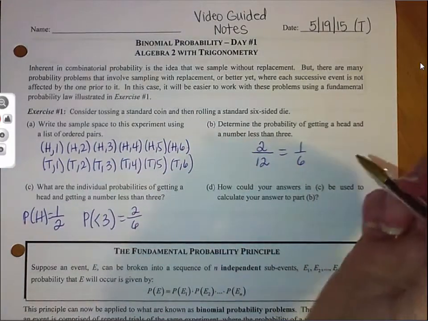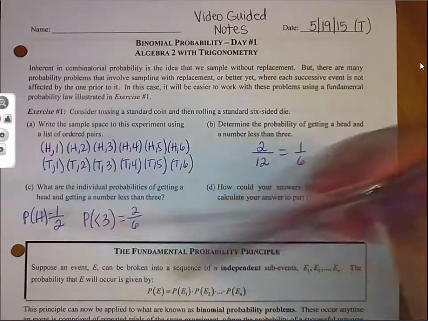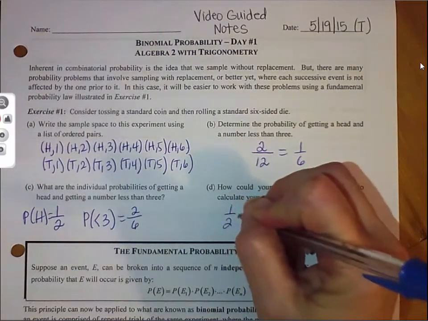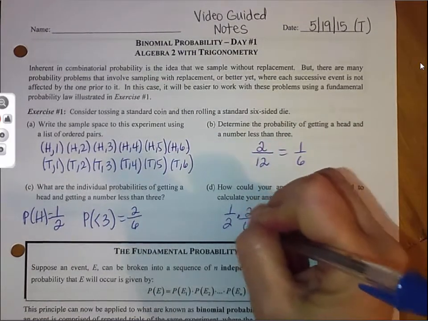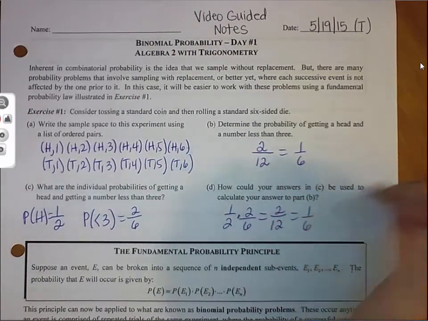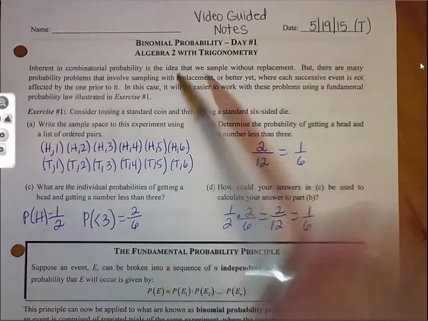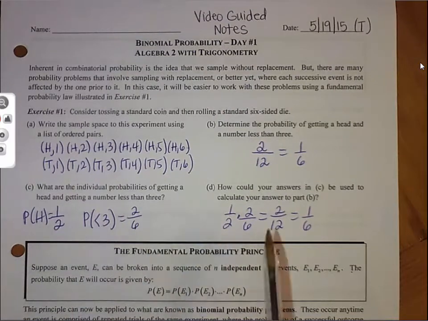For part D, how could I combine my answers in part C, or how could I use those answers to calculate what I got in part B? Well, if I were to multiply the probability of the coin landing heads up times the probability of the die landing on a number less than 3, I would get 2/12 or 1/6. And again, the key word here is "and." The probability of the coin landing heads up and a die getting a number less than 3. And means multiply.